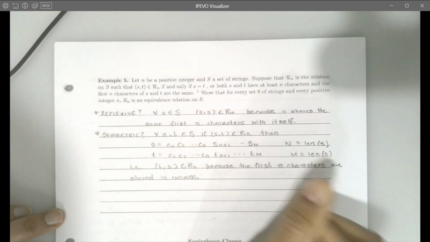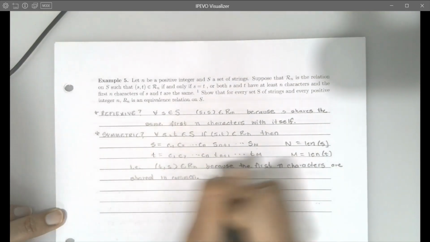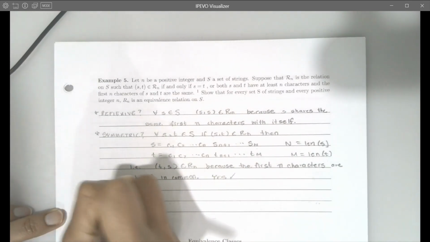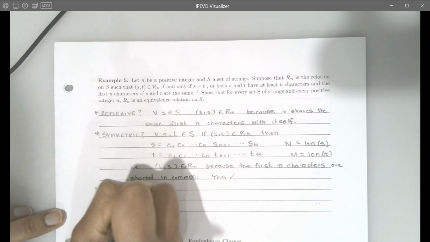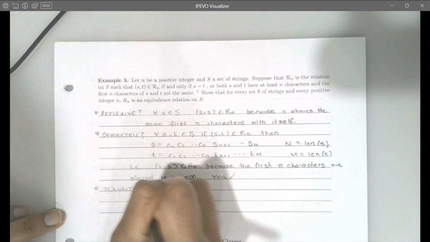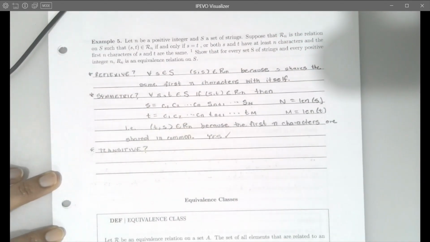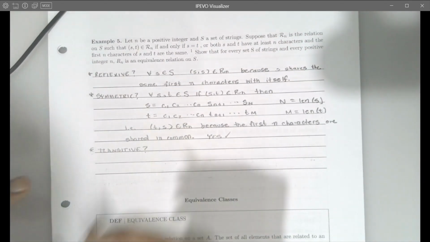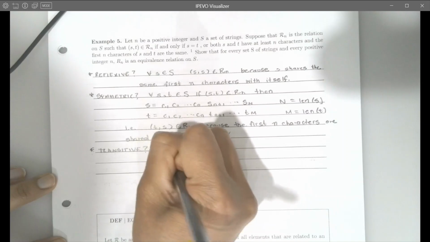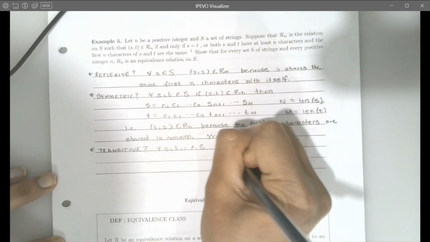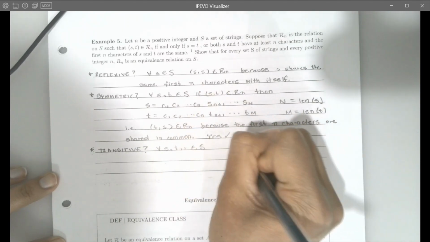Yeah, so it is symmetric. Is it transitive? Again, we're going to now take three strings. So let's just say S, T, and R that are part of the set of strings.